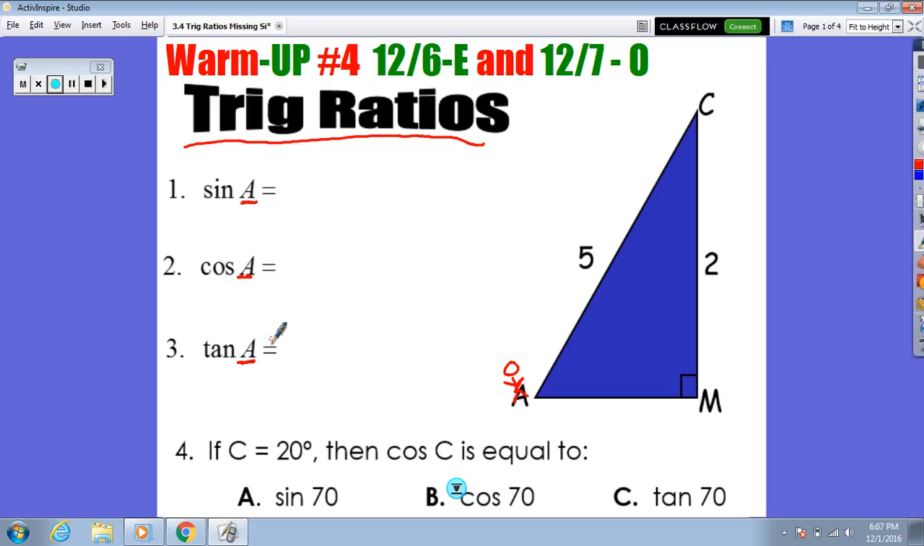Because remember on your test, you're not going to have the little stick man drawn anywhere. You have to figure out where to put him at. So once I do that, then it makes finding the sine, cosine, and tangent a little bit easier.